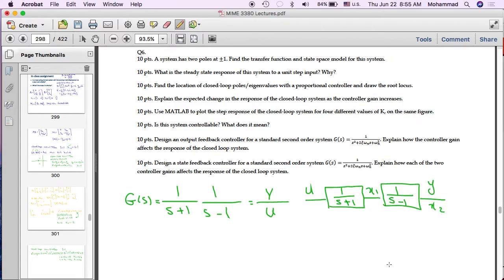So we can basically write another set of transfer functions to say what we just did. So it's x1 over u is 1 over s plus 1, and x2 over x1 is 1 over s minus 1.